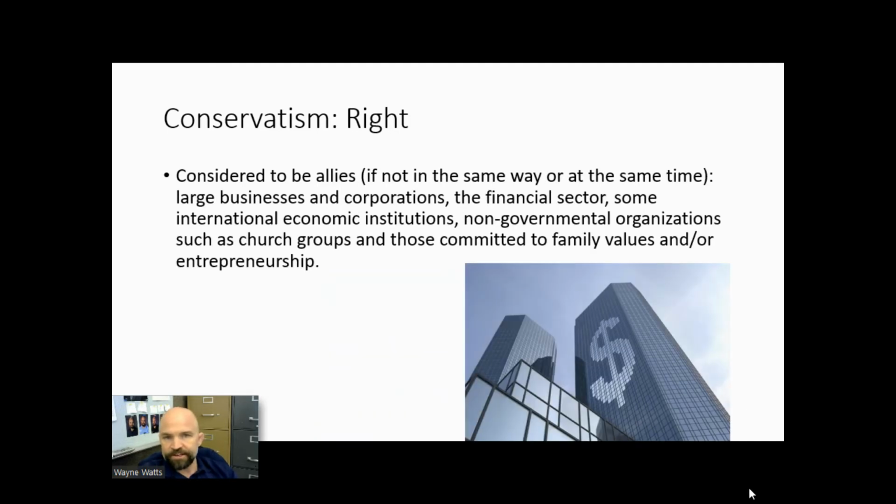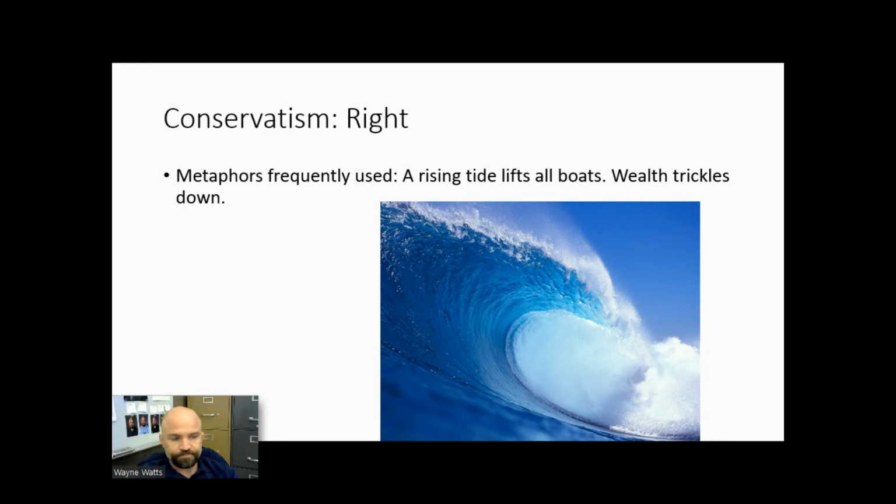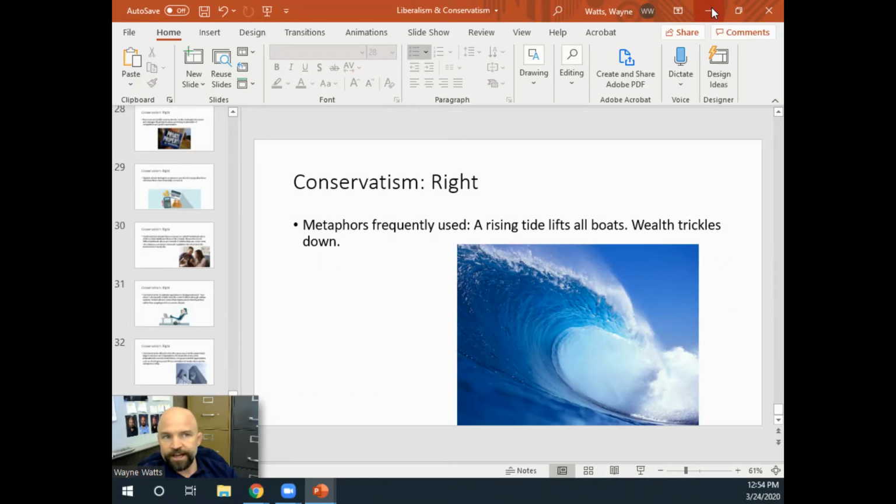Considered to be allies by the conservatives are, if not necessarily in the same way or at the same time, large businesses and corporations, the financial sector, some international economic institutions, frequently things like the World Trade Organization, the World Bank, or the International Monetary Fund, and non-governmental organizations such as church groups, and those committed to family values and entrepreneurship. Metaphors that are frequently used: a rising tide lifts all boats, or wealth trickles down, or something like that.